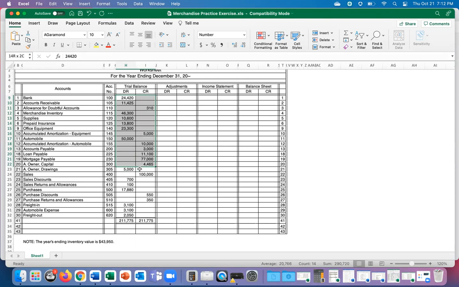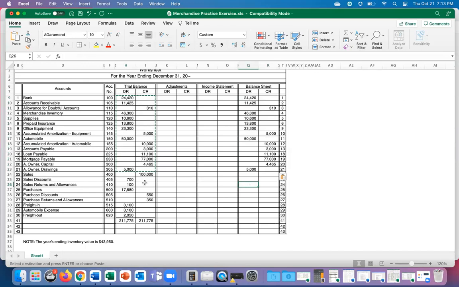And then we get down to the drawings, which is another equity account, which belongs on the balance sheet as well. So those amounts and those values, along with those accounts, are ones that belong on our balance sheet. They are assets, liabilities, and equity accounts. And so what I'm going to do is copy and paste those over to the balance sheet section. All right, so that's easy enough.